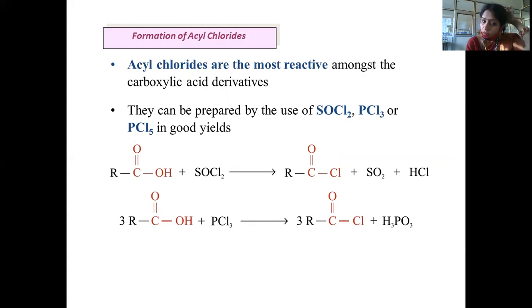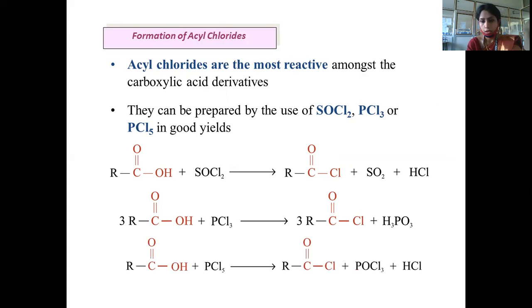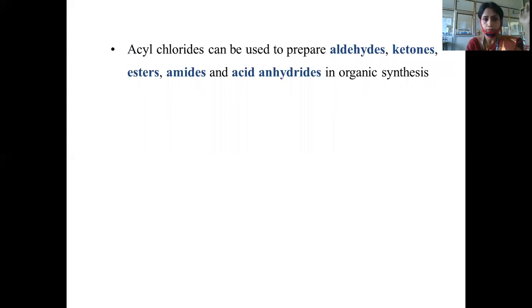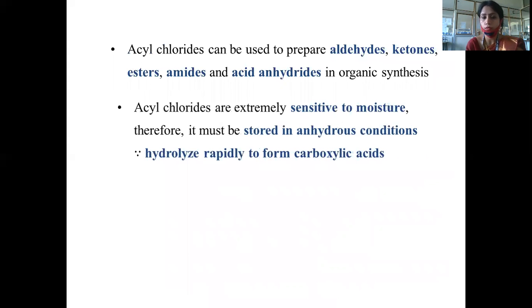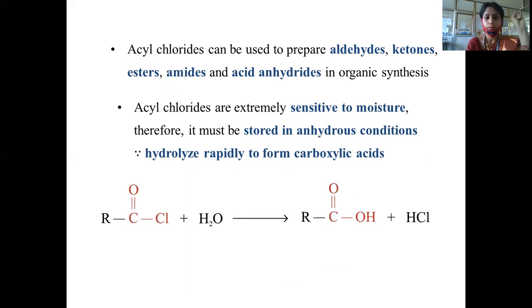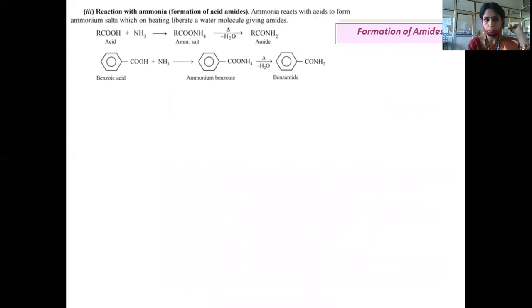Then similarly with PCl3, again RCOCl is formed and phosphorus acid is formed. H3PO3 is phosphorus acid. And then with PCl5, the product is POCl3 and acid chloride is formed. Now, the acyl chlorides can be used to prepare aldehydes, ketones, esters, amides, and acid anhydride in organic synthesis. And they're extremely sensitive to moisture, therefore, it must be stored in anhydrous condition. Why? Because they hydrolyze rapidly to form the carboxylic acids, as shown over here.